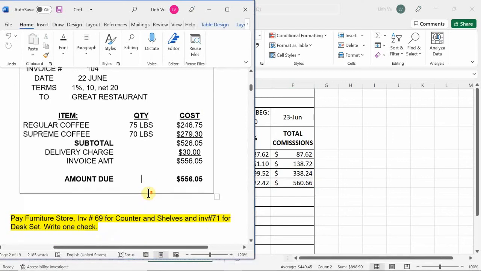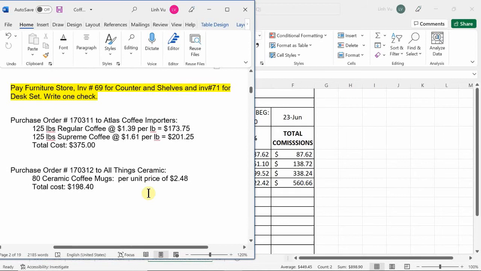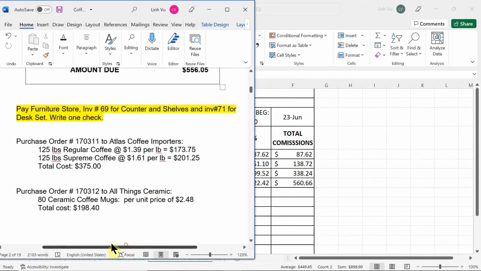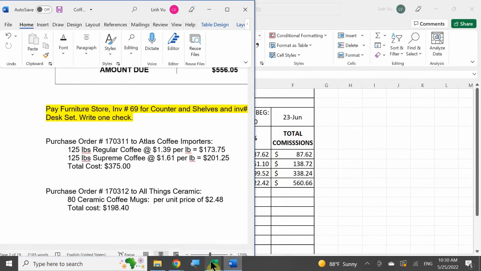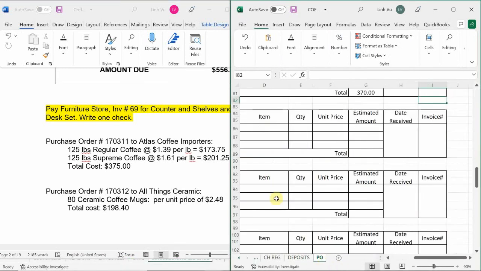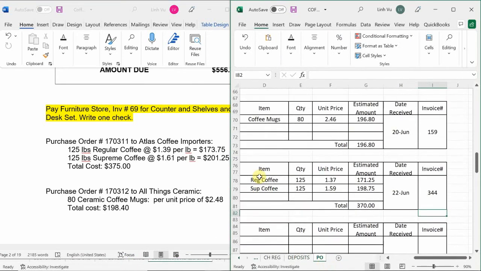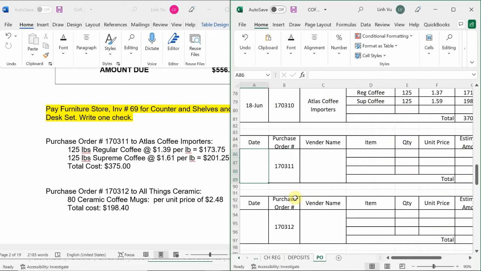So let's go ahead and continue. We got 2 purchase orders. So we gotta put in our purchase orders. We ordered from Atlas Coffee and we ordered from All Things Ceramics. So let's plug it into our purchase orders, starting with purchase order number 311.